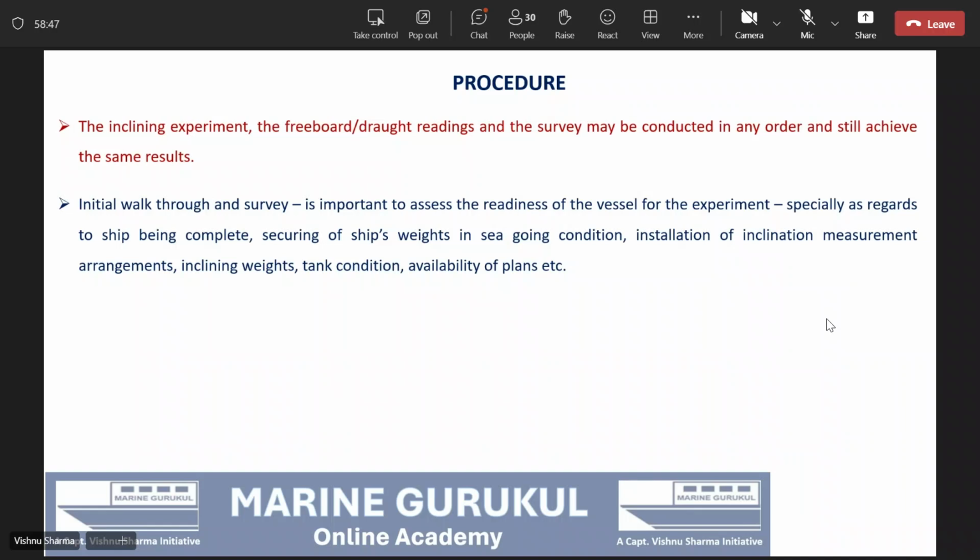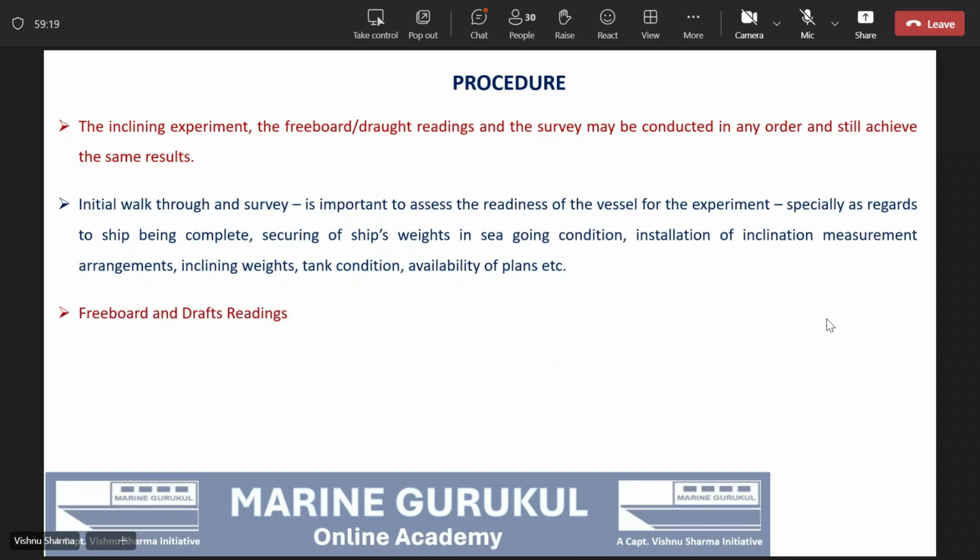Initial walkthrough and survey is important to assess the readiness of the vessel for the experiment, especially as regards the ship being complete. Securing of ship's weight in seagoing condition, derricks, cranes, everything should be housed. Installation of inclination measurement arrangements, installation of pendulums, U-tubes, etc. Inclining weight in their marked positions, tank conditions, availability of plans, etc. That should first be assessed before you start conducting the experiment.